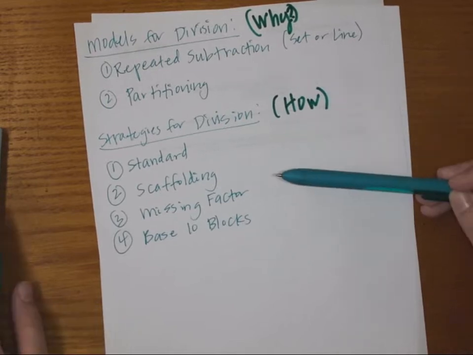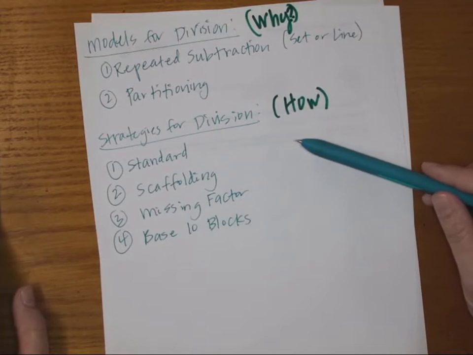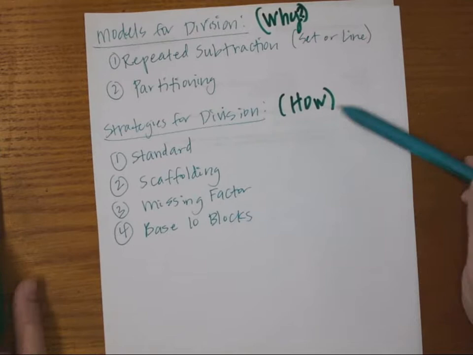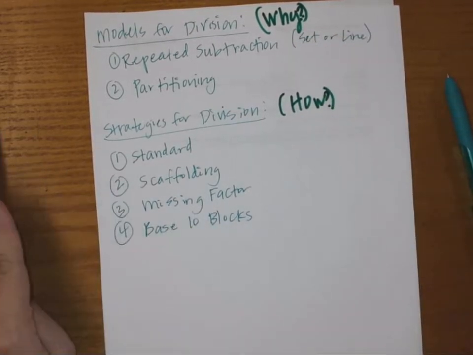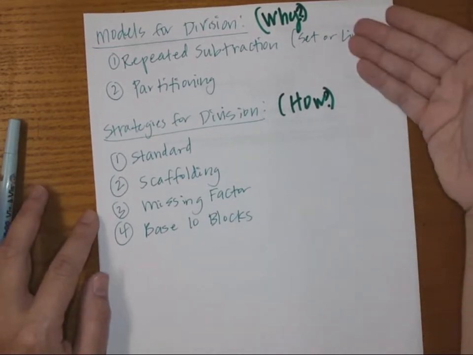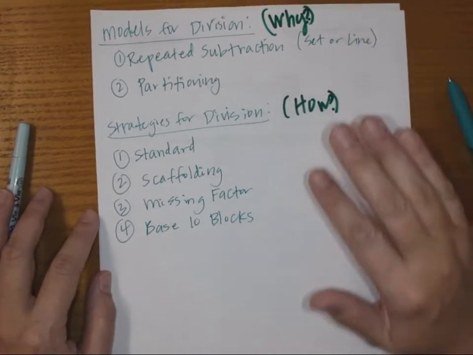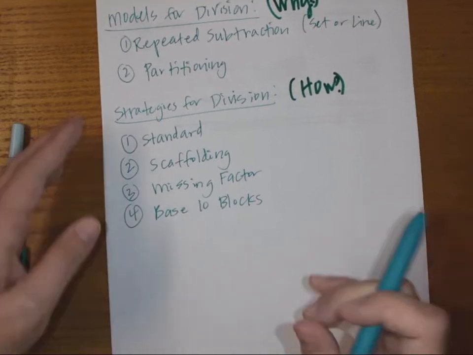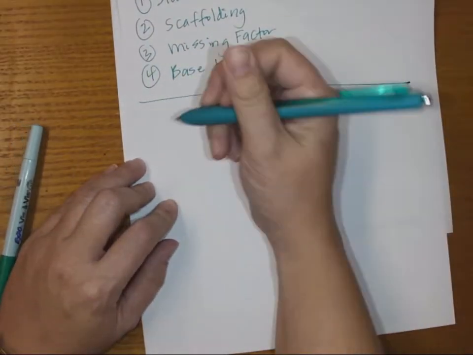If a student was asking, how do I do the actual process of it? How do I divide 27 by 3, that's when you would do a strategy for it. So I hope that helps you see the difference between a model and a strategy and when you need to use those two things. So when you're introducing division, you would start off with the models to get them to understand what division is, and then once they completely understand division, then you move on to the strategies for fluency and efficiency. So the first one we're going to go over is the standard method or standard algorithm.